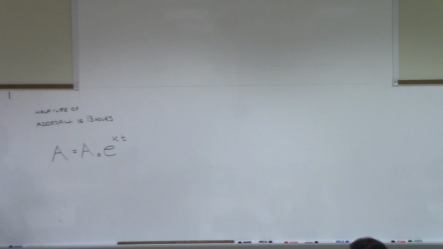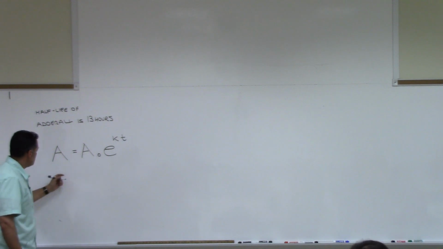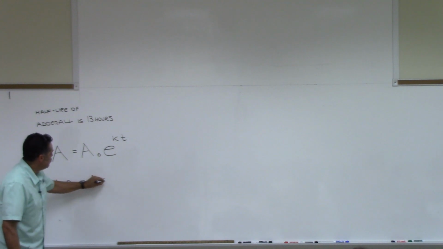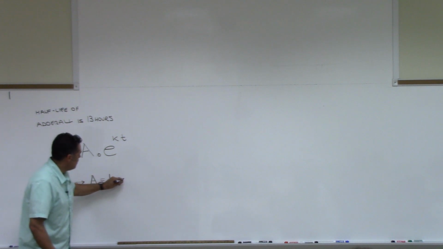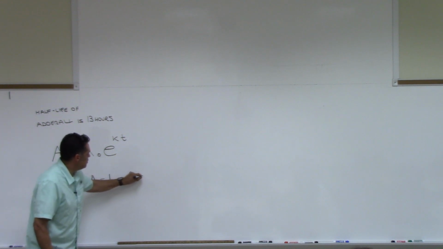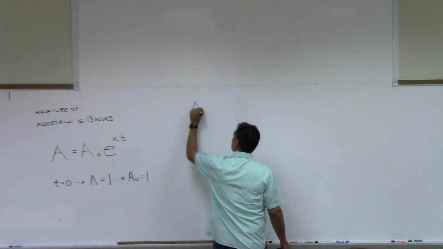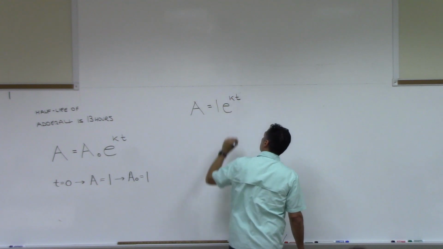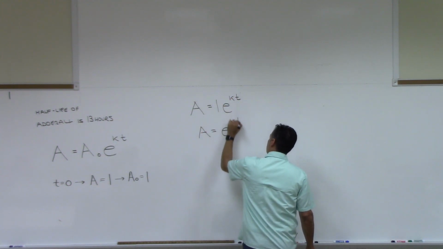So A is gonna be 1. I'm gonna put here at t equals 0, the amount that you have is 1, which means that A sub 0 is 1. So this is what my formula becomes: A equals 1 e to the kt, or just A equals e to the kt.